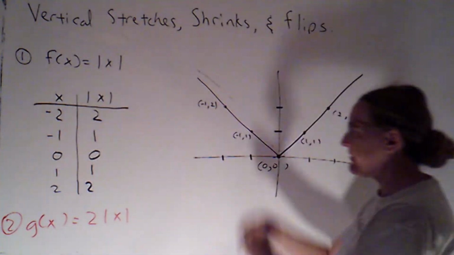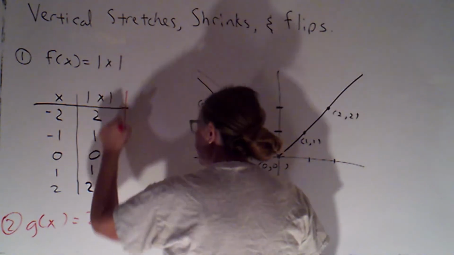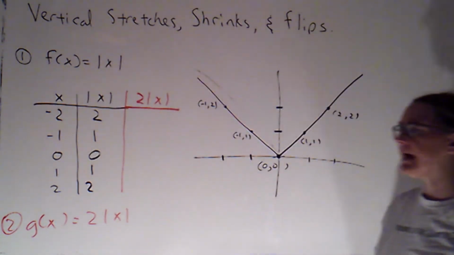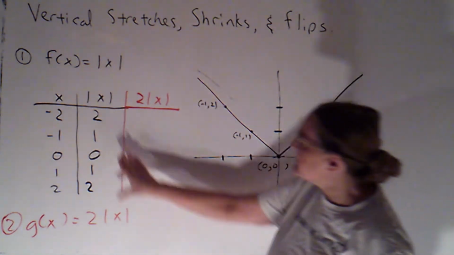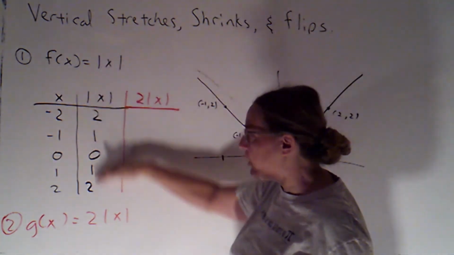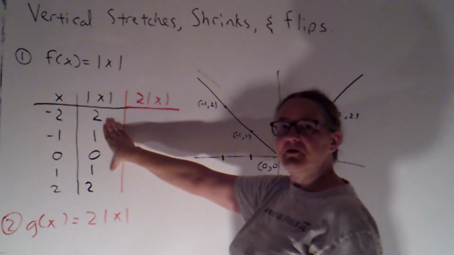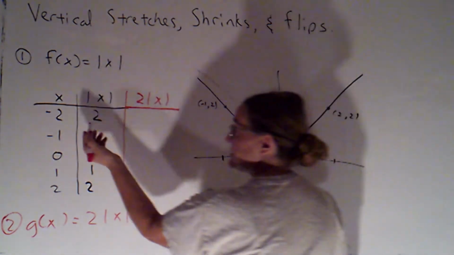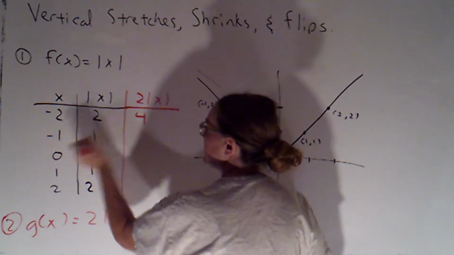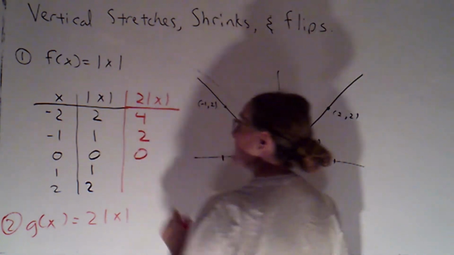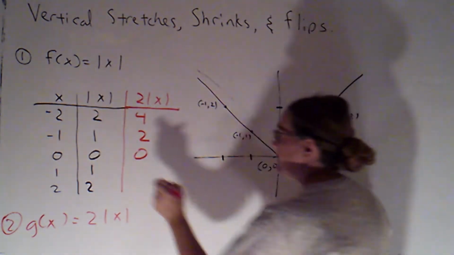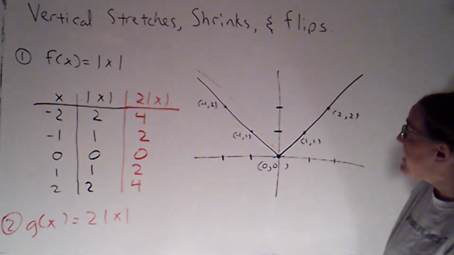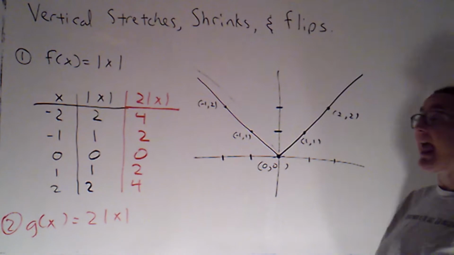Now, if you've got the worksheet, I've got a whole new table of values. I'm going to add on a column to this for 2 times the absolute value. This middle column becomes sort of a helper column. This is the y values on the parent function. This is going to give me the new y values. And of course, I'm just doubling them. So 2 times 2 is 4. 2 times 1 is 2. 0 times 2 is still just 0. This will become 2. This will become 4. So the y values are becoming twice as big.